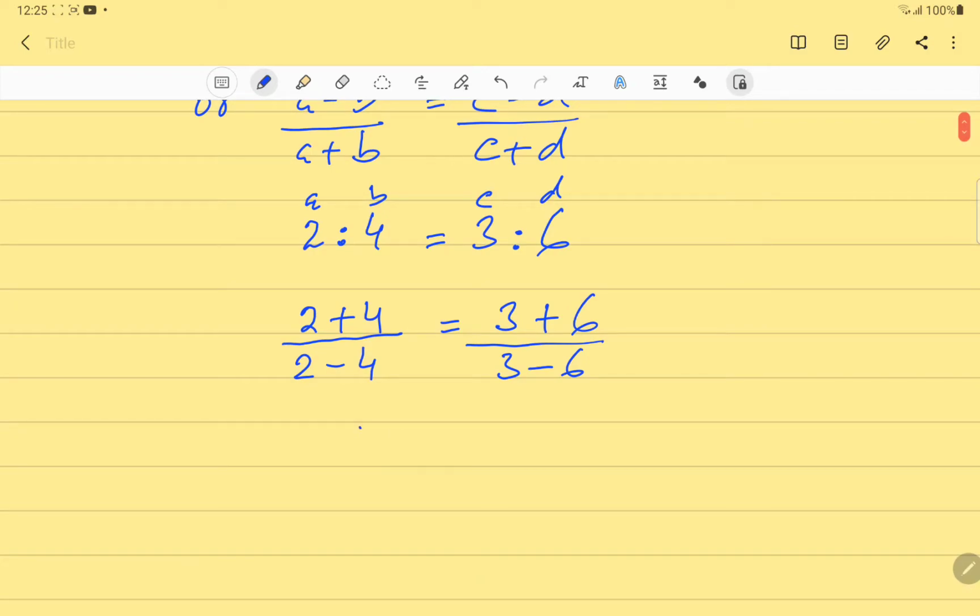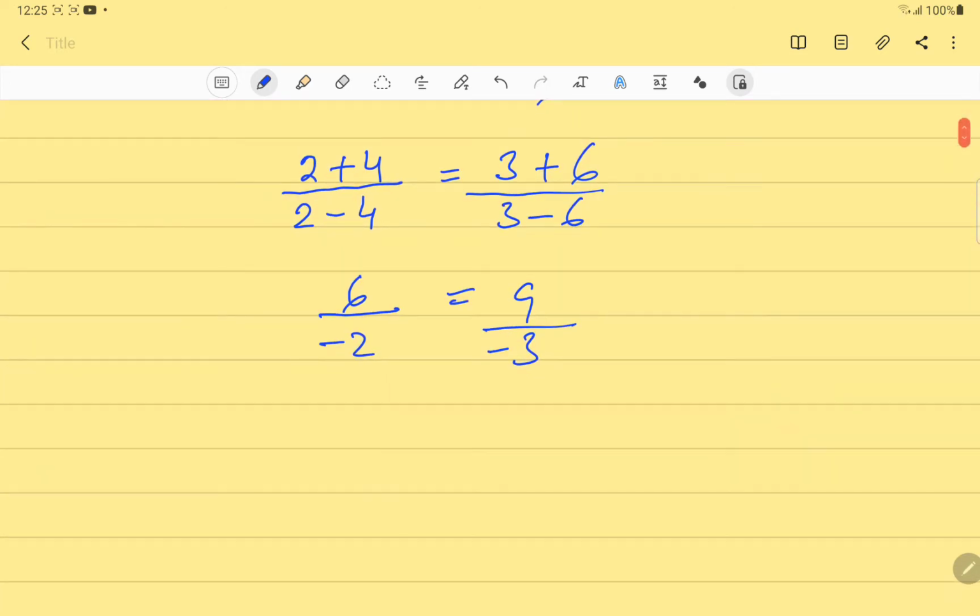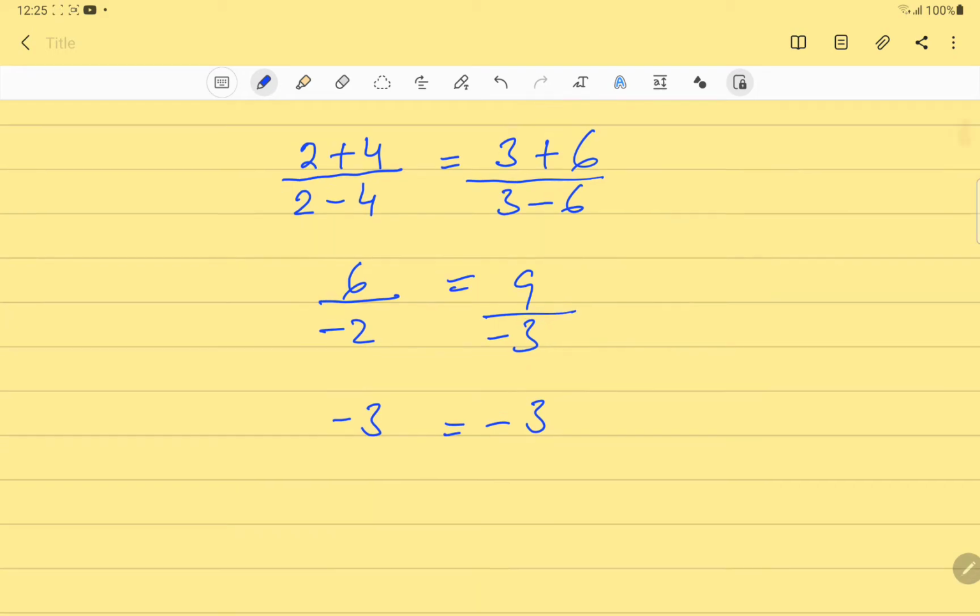2 plus 4 is 6, 2 minus 4 is minus 2. Here 3 plus 6 is 9 and 3 minus 6 is minus 3. So 6 over minus 2 is equal to minus 3, and 9 over minus 3 is equal to again minus 3. So we can see that this theorem is really working.